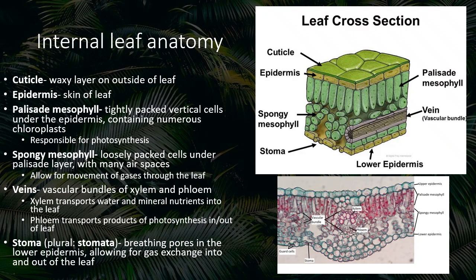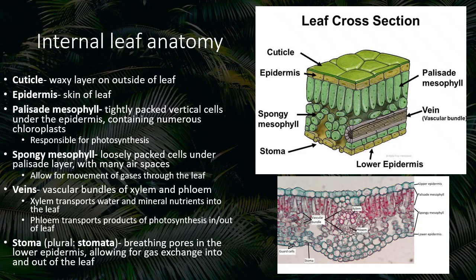The next layer we see is the epidermis. This is the skin of the leaf. It's typically a pretty thin layer. And this makes leaves a little bit more susceptible to damage because they don't have a thick multi-layered skin the way animals do. But a thin epidermis is required in order to allow light into the cell. If they had a thicker epidermis, it would not allow light to enter the cell, and those cells would not be able to perform photosynthesis effectively.